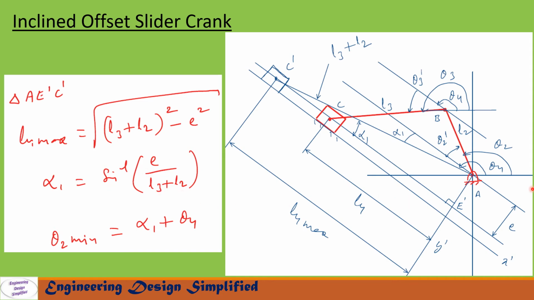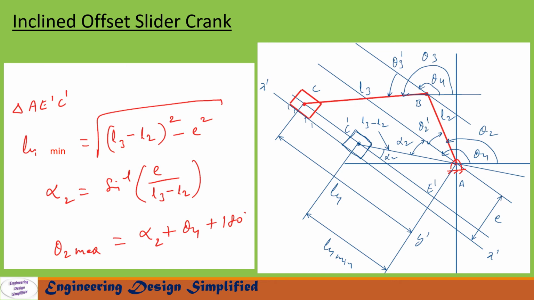So from this diagram, L2 minimum, that is the minimum position of the crank when L4 is max, we can write theta 2 minimum is theta 4 plus alpha 1. So here theta 2 minimum is alpha 1 plus theta 4. Now let us see L4 minimum.